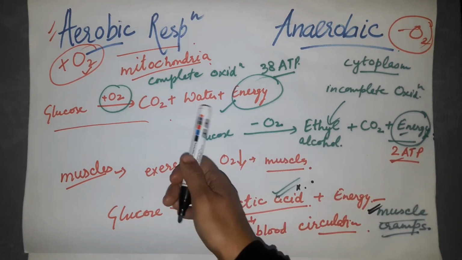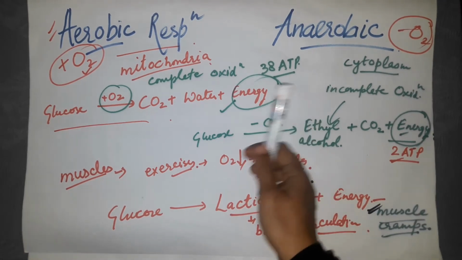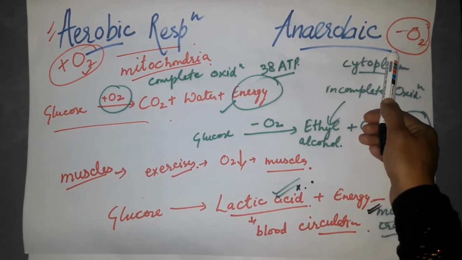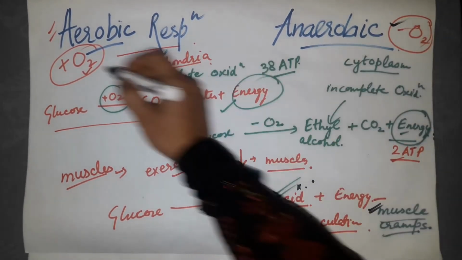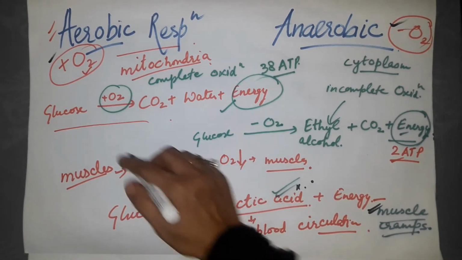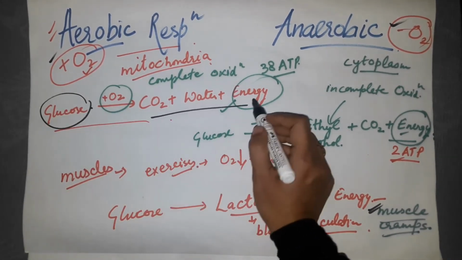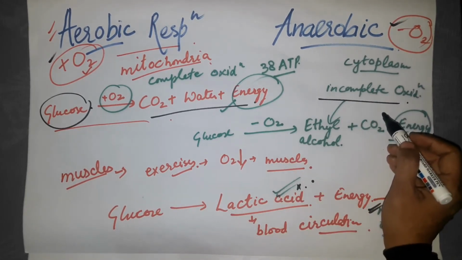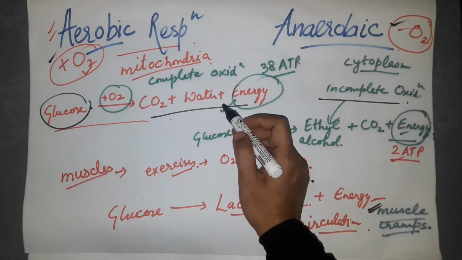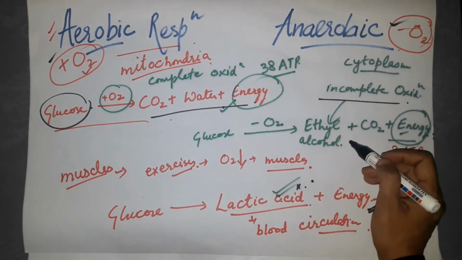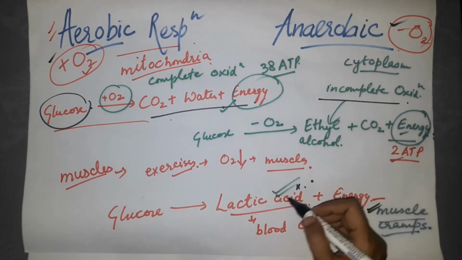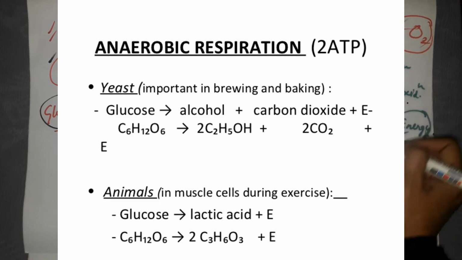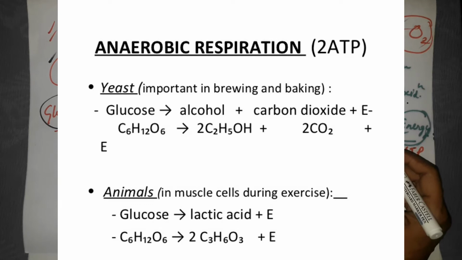So here is the difference between aerobic respiration and anaerobic respiration. Aerobic respiration occurs in the presence of oxygen, and anaerobic respiration occurs in the absence of oxygen. Glucose is completely oxidized in aerobic, and in anaerobic there will be incomplete oxidation. Carbon dioxide and water are the end products in aerobic, whereas in anaerobic the end products are ethyl alcohol in plants and lactic acid in animals, formed by incomplete oxidation.